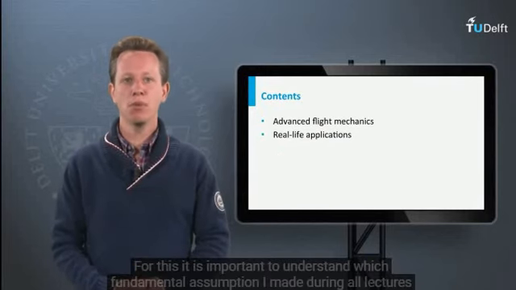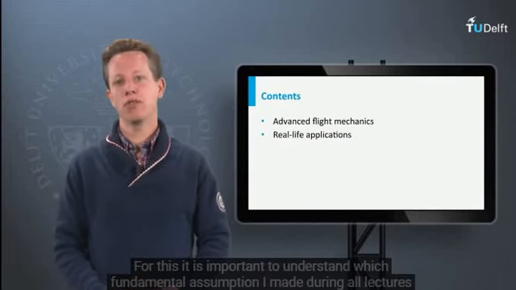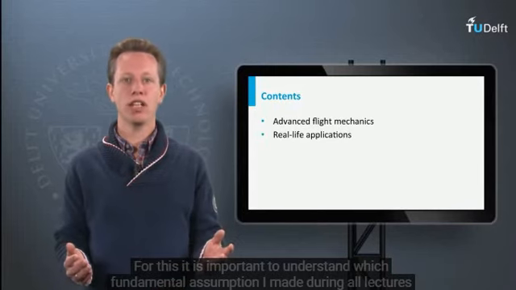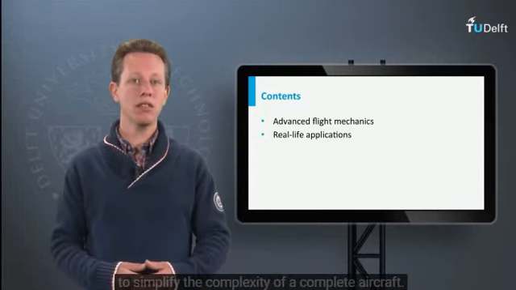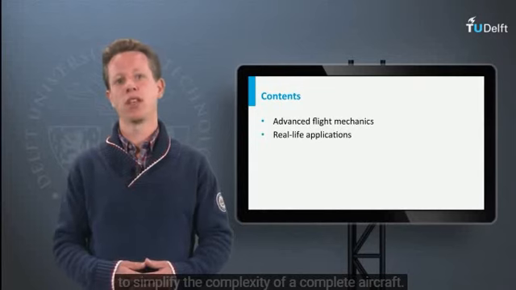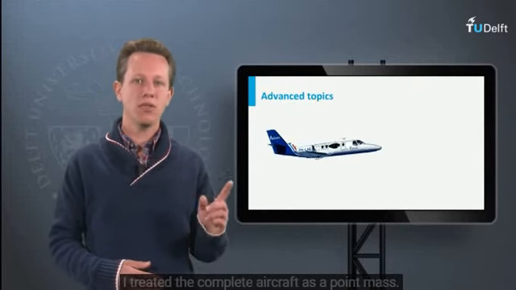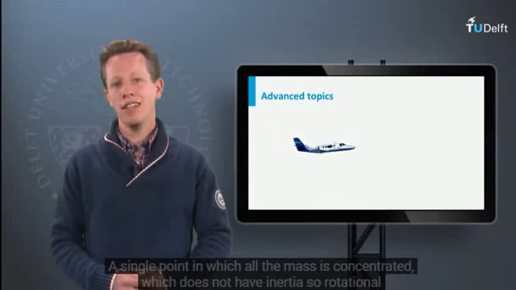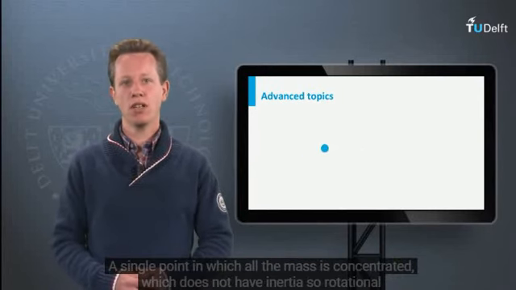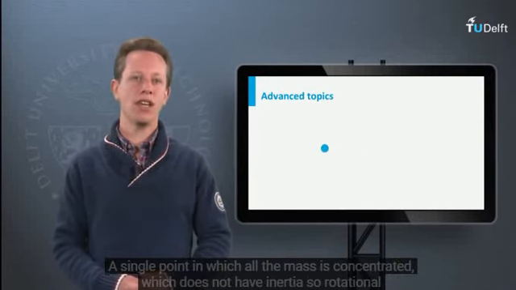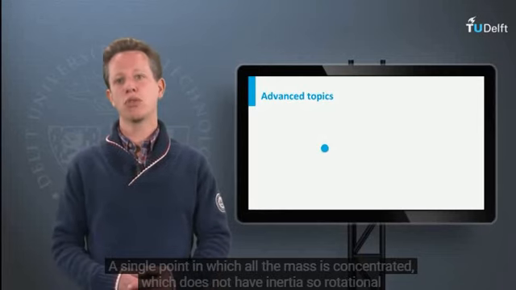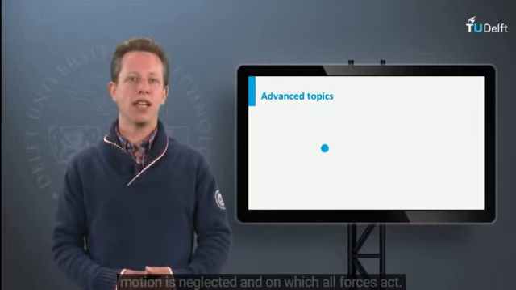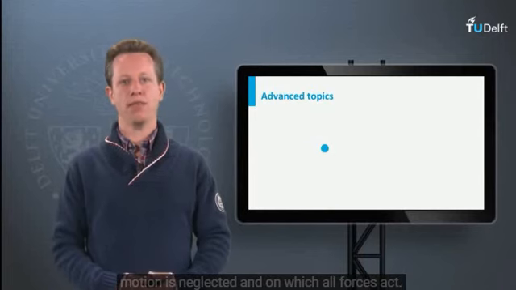For this, it is important to understand which fundamental assumptions I have made during all the lectures to simplify the complexity of a complete aircraft. What I did is that I treated a complete aircraft as a point mass. A single point in which all the mass is concentrated, which does not have any inertia, so rotational motion is neglected, and on which all forces act.